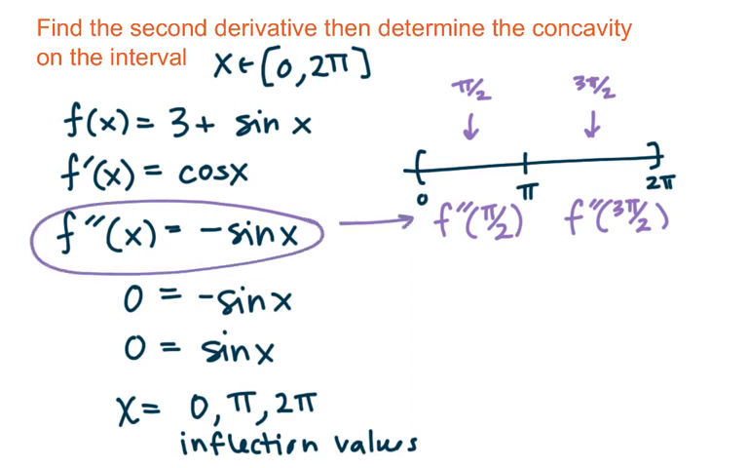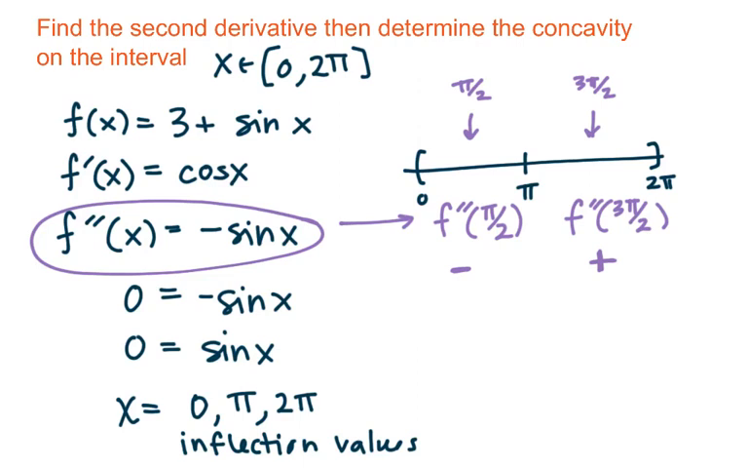So here is my second derivative function. I'm going to plug both of those values in. F double prime of pi over 2, well, sine of pi over 2 is 1, so we end up with a negative 1 here because there's a negative in front of our function. And for the other interval, sine of 3 pi over 2 is negative 1, and negative 1 turns it positive.